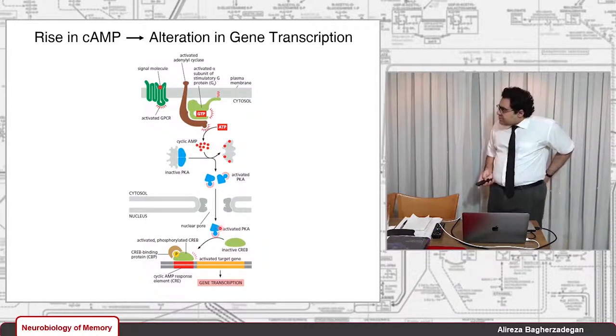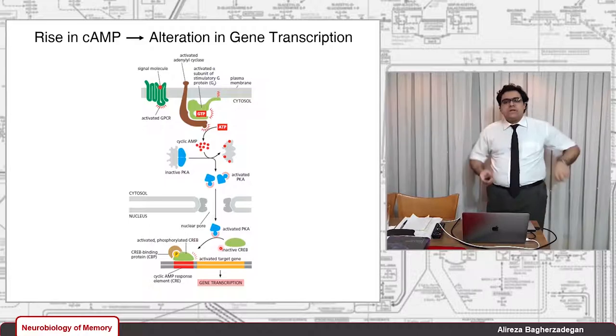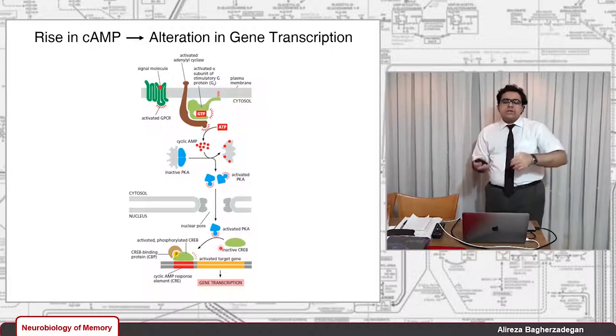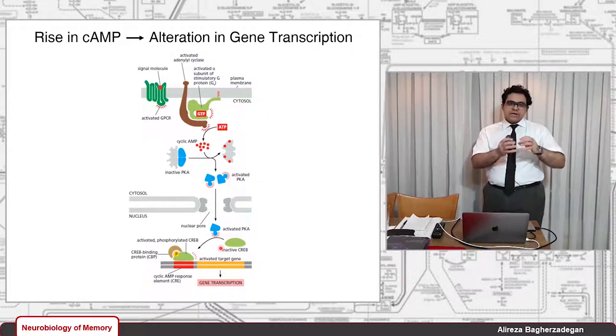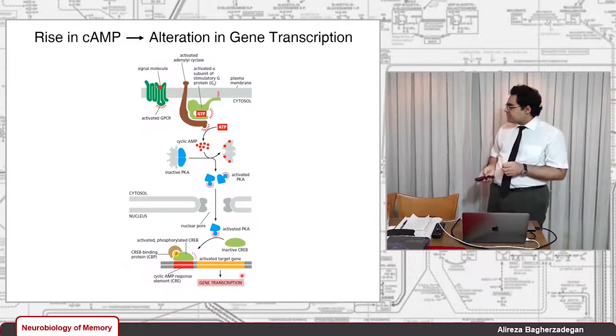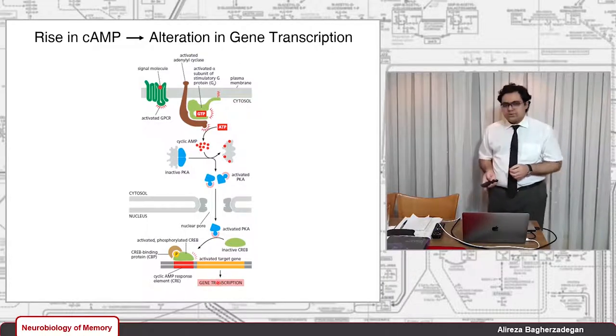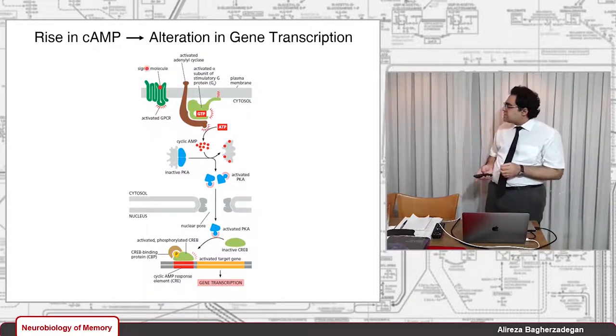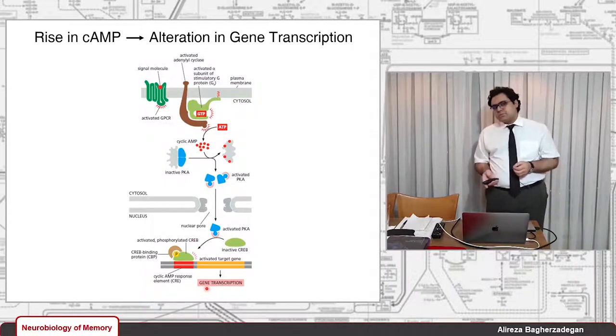But basically, the activated catalytic subunit of the protein kinase A is going to activate some transcription factors and recruit other transcription factors, and we're going to activate a target gene, and we have gene transcription. So this is how one single signal molecule, okay, causes an alteration in the gene transcription.